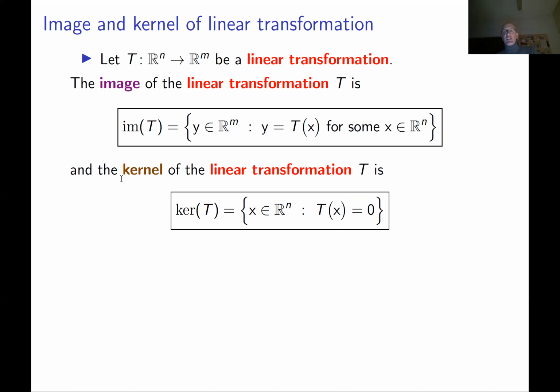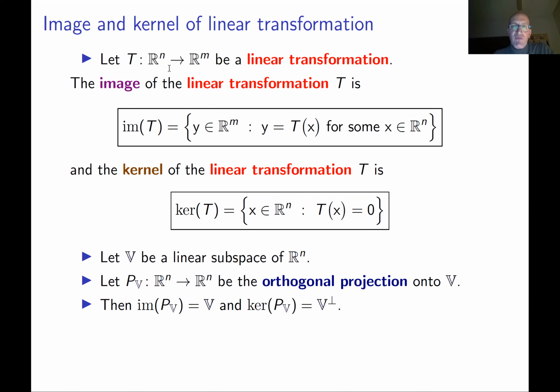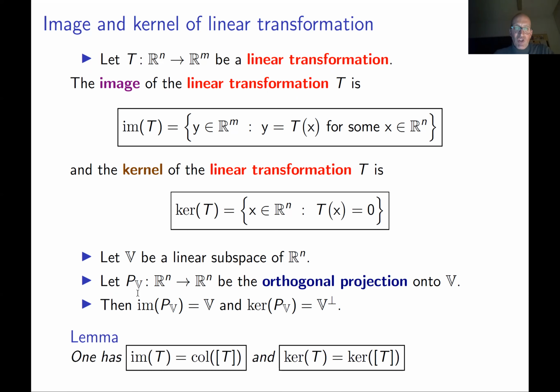Similarly, you can define the kernel of the linear transformation: all vectors in R^n which map to zero. Here are a few examples. Our favorite technical example: if you have a linear subspace V of R^n, you can define the orthogonal projection to V. Then by the orthogonal decomposition theorem, the image of this projection is V, and the kernel, by definition, is the orthogonal complement to V. Everything orthogonal to V goes to zero. And you can get every vector in V using this orthogonal projection, because every vector in V is mapped to itself.